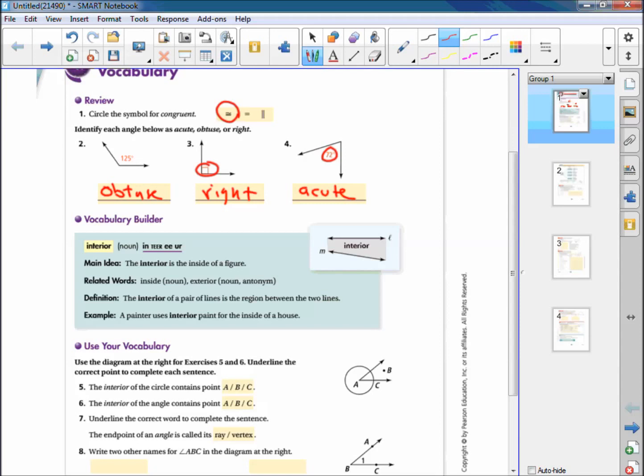Okay. Interior. So we talked about interior last time. The interior is the inside of a figure. So the interior of two lines is the stuff that lies between the two lines. The interior of a triangle would be the part inside the three sides, and so forth.